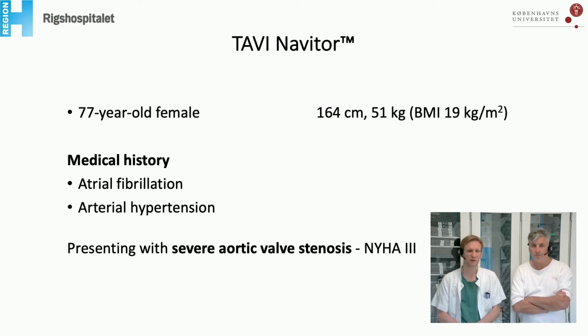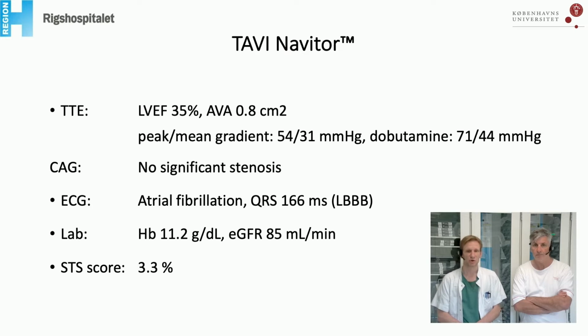The case we selected for today is a 77-year-old female, normal body size, I would say. She is known in her medical history with arterial hypertension and atrial fibrillation, and now she presents with severe symptomatic aortic valve stenosis, dyspnea, NYHA class 3, no angina. On the transthoracic echo, she presents with a left ventricular ejection fraction of 30 to 35%, AVA of 0.8 square centimeter. On the rest echo, we measure a peak and a mean transvalvular gradient of 54 millimeters mercury and 31 millimeters mercury as a mean.